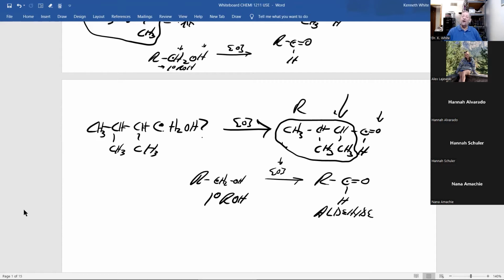And that's how you do a synthesis with oxidation of a primary alcohol. And let's move on, unless there are any questions. Remember, it's always true in my class, there's no such thing as a dumb question.